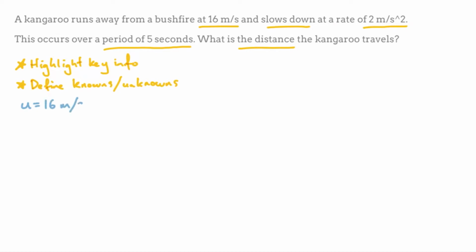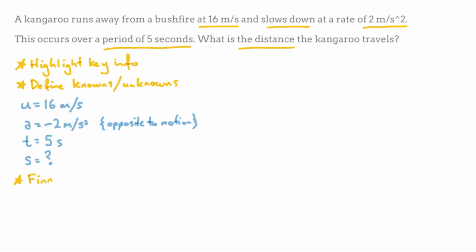So we've got u, our initial velocity is 16 meters per second. The acceleration is minus 2 meters per second squared. That's opposite to the motion. So remember, we're defining u as being positive, and so the acceleration is going opposite because it's slowing down. So it's minus 2 meters per second squared. Thirdly, we've got the time, or the time period, 5 seconds, and we don't know the distance, or the displacement, is what we're trying to find out.